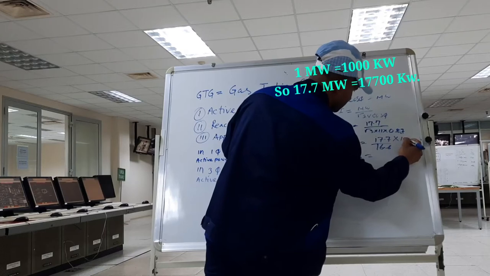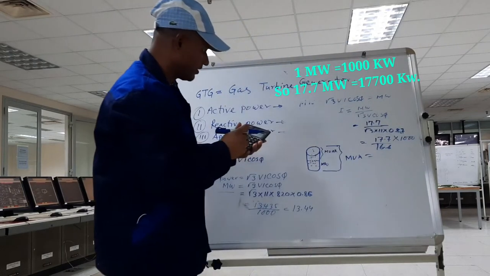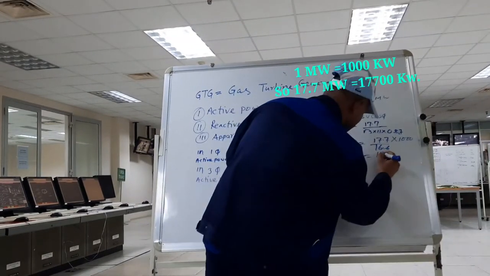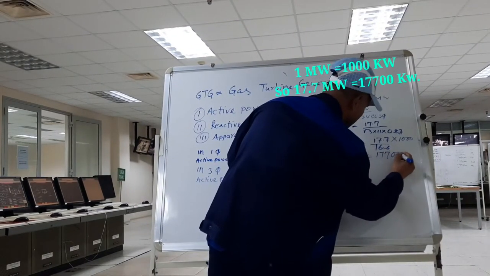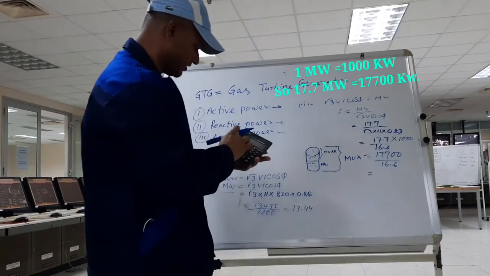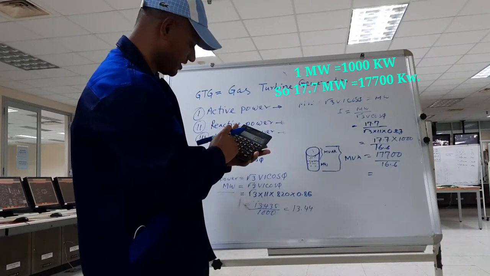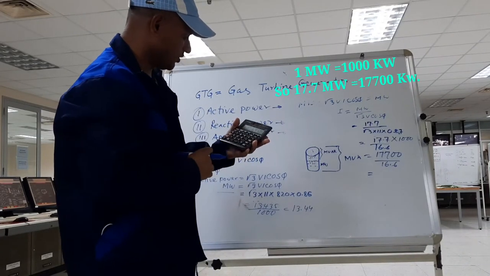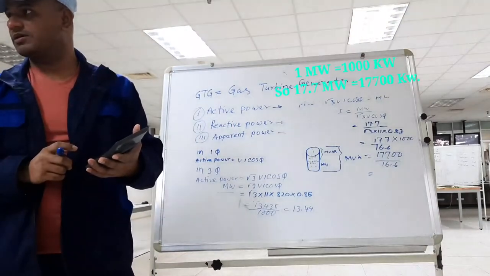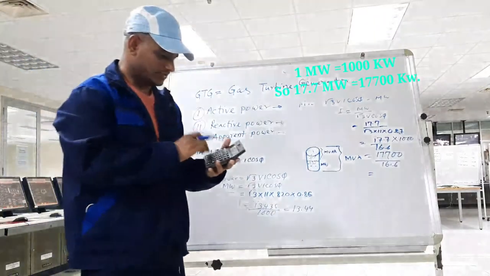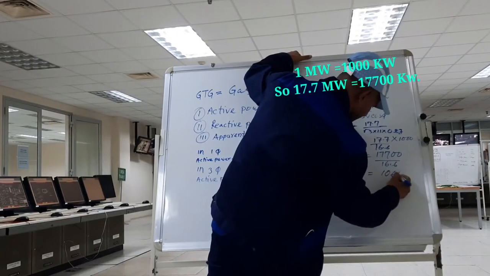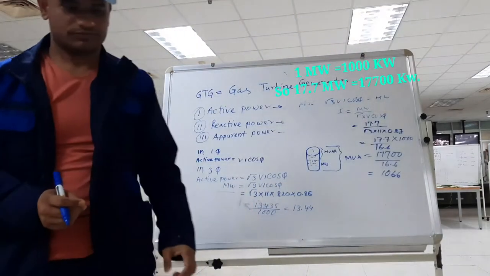Kilo to megawatt. So this is 17,700 divided by 16.6. So how much is coming? 1,066. Yes, 1,066. So this current is 1,066. Clear or not? Yes.